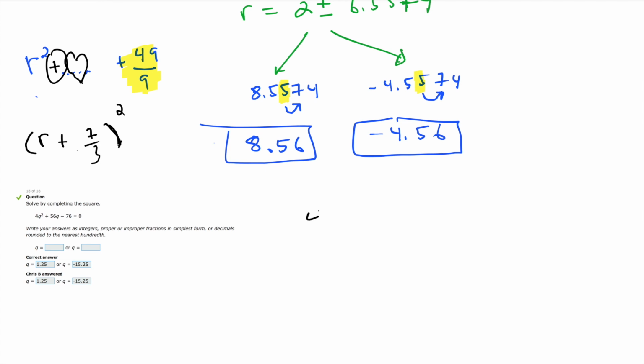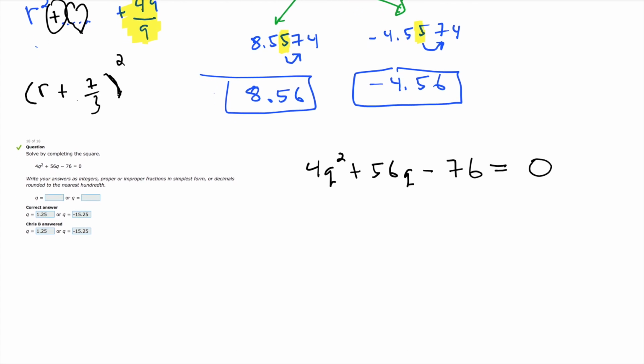Okay, so we have 4q squared plus 56q minus 76 equals 0. Okay, what makes this problem annoying?